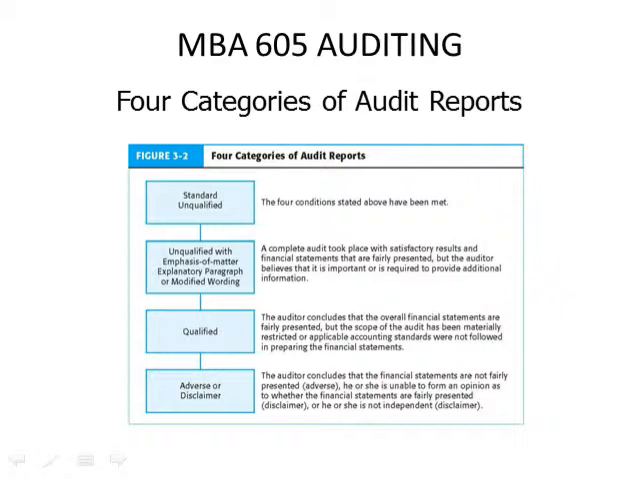And then we can also issue an adverse opinion or a disclaimer. An adverse opinion is where the auditor concludes that the financial statements are not presented fairly. A disclaimer is where the auditor is unable to form an opinion as to whether the financial statements are presented fairly, or where the auditor is not independent. So we can't say that the financial statements are presented unfairly, but we can't say that they're presented fairly, so we're disclaiming an opinion on it.